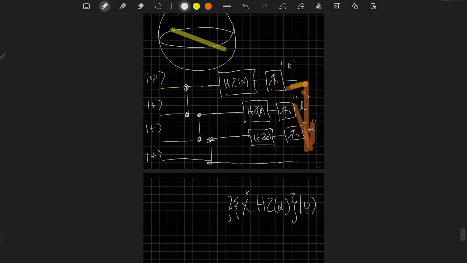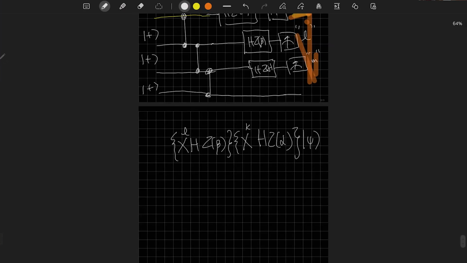Followed by Z beta, H, X^L, followed by Z gamma, H, X^M. So my time ordering in this operator goes like this.